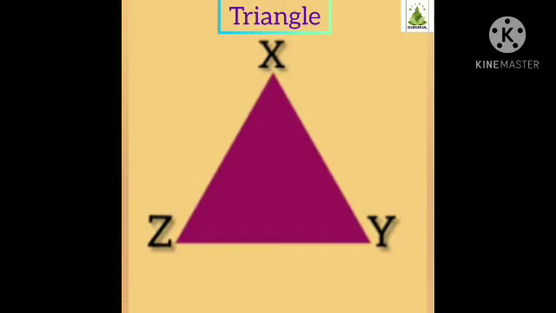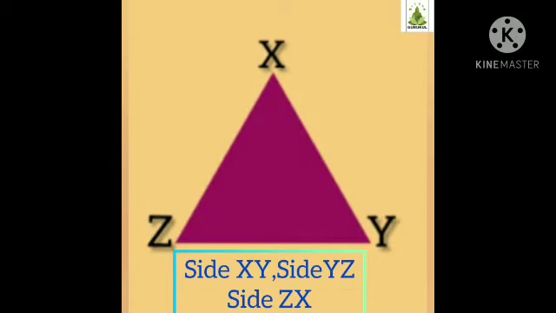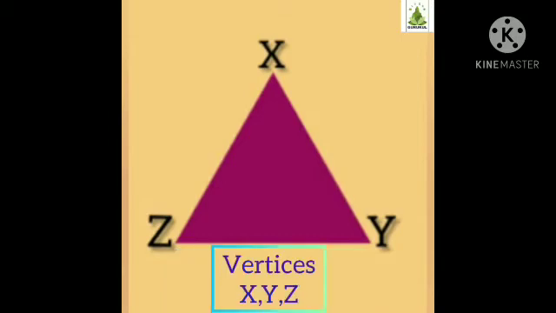Triangle. A triangle XYZ has 3 vertices and 3 sides. Triangle XYZ sides are side XY, side YZ, side ZX. And vertices of the triangle: vertex X, vertex Y, vertex Z. My dear children, always remember, a triangle has 3 angles. I hope you have understood rectangle, square, and triangle.